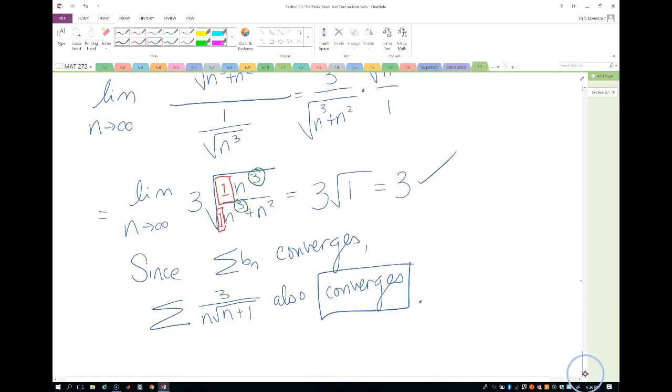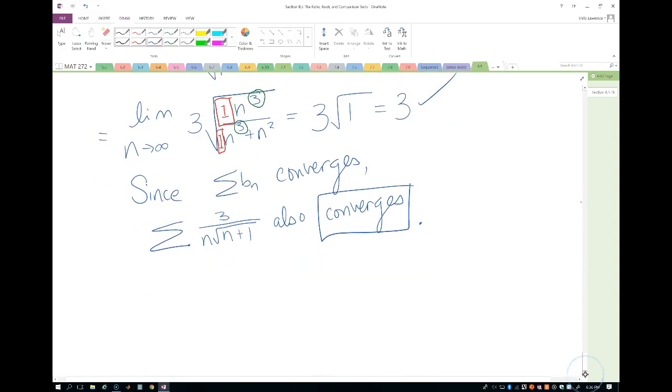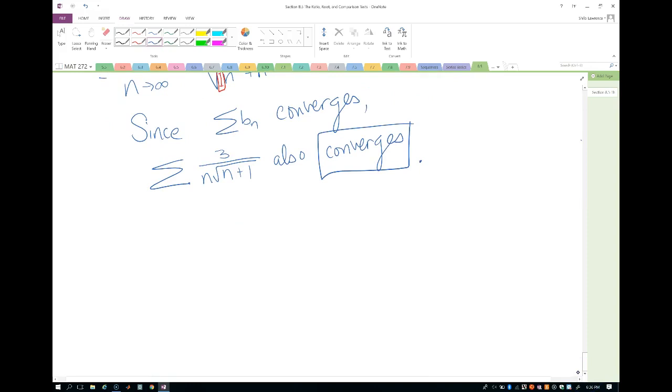Now, there is one more test that is not in our book that's very, very useful, and it's really a combination between p-series and comparison series. And I've seen this in other calculus textbooks, and it's called the polynomial test.